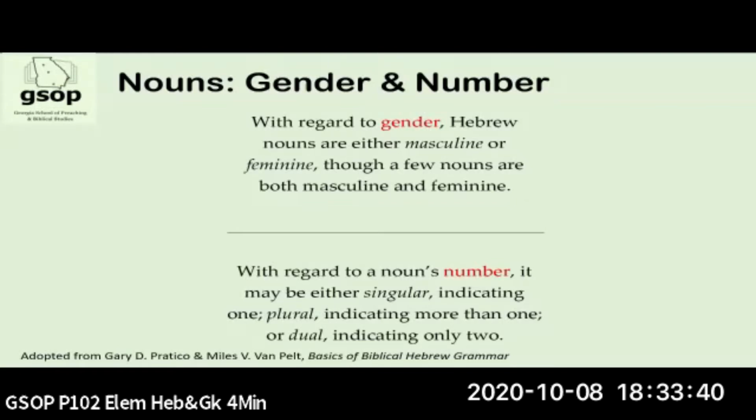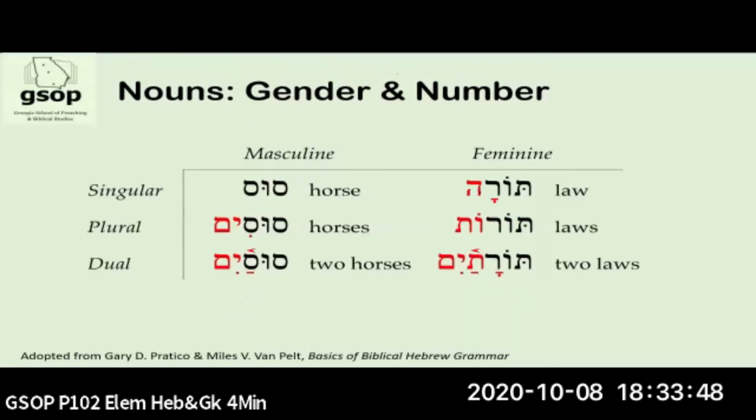So in regard to the number, it can be singular or plural. And also, as we mentioned, it can be dual, like two eyes, two feet, two hands, this type of thing. So we looked at some nouns and how they're formed. For example, sus is horse in the singular, and masculine. That's the basic word, right? Sus. No prefix, no suffix, nothing added to it.